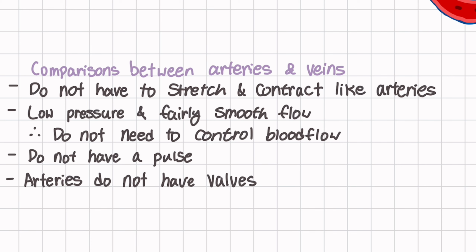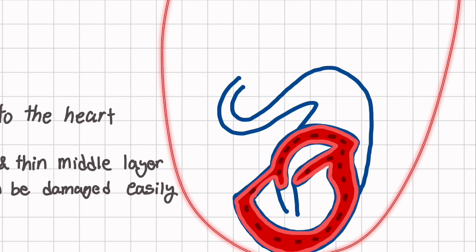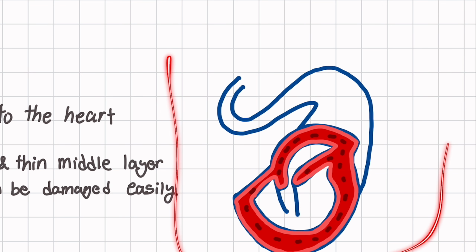Veins also do not have a pulse because they don't contract or stretch, and arteries do not have valves, which we can see in these diagrams. These are valves, and they're only present in veins.